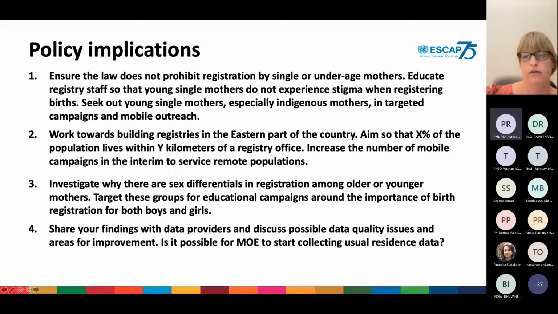And then finally, similar to deaths, it's important that we share our findings with data collectors and discuss any possible data quality issues that we found along the way or any variables that aren't being collected, so that we can improve data collection for our future inequality assessments. So one example in this case, it might be good to discuss with the Ministry of Education if they can start collecting usual residence data instead of having to use the school location as a proxy.